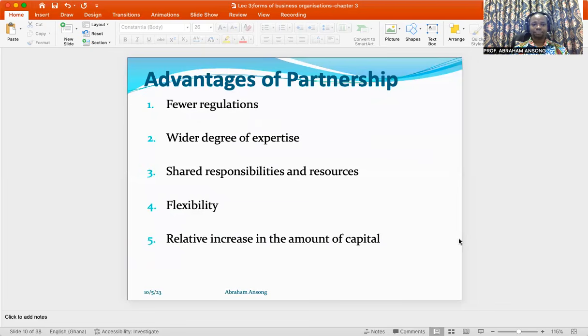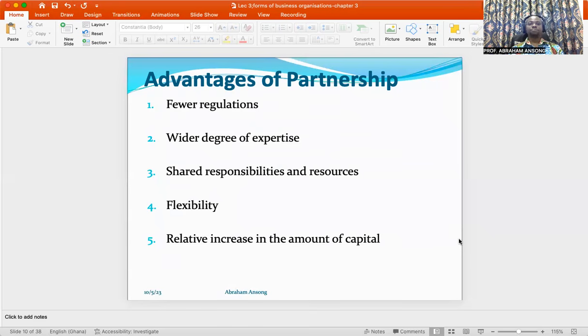Advantages of partnership. To be able to understand all of these advantages and disadvantages, you must be comparing one form of business to the other. Okay, so if you talk about partnerships, point one, fewer regulations. This is an advantage when partnerships are compared with companies. There are more regulations, rules and laws that need to be complied with if you want to set up a company compared with setting up a partnership.